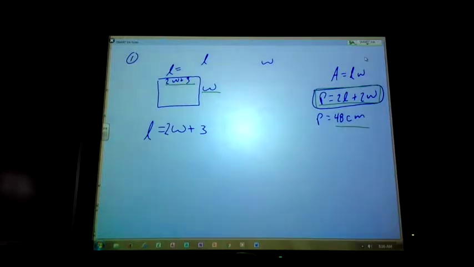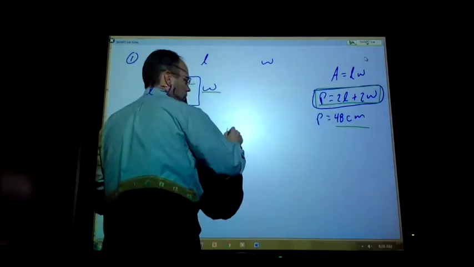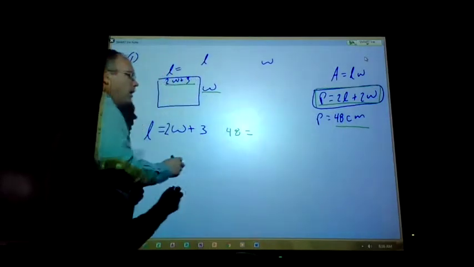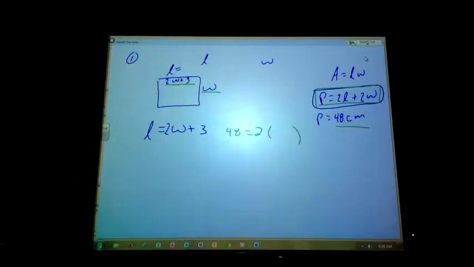Substitution, yeah, you're just plugging in what you know. So I know that P is 48. They told us that. So I'm going to put 48 in for our P value. And then I have 2 times the length. Well, what do I know the length is because of the story? 2w plus 3, I like it.